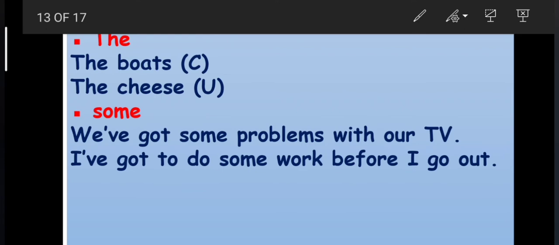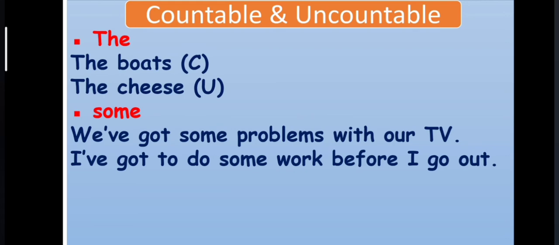Next we have some, and some here means a number or an amount of something. We can use some with both countable and uncountable nouns, but with countable nouns we use it with only the plural form. So we cannot use some with the singular form of countable nouns. For example, we've got some problems with our TV. So can we say we've got some problem without s? No, we cannot say this, because with some we use the plural form of countable nouns.